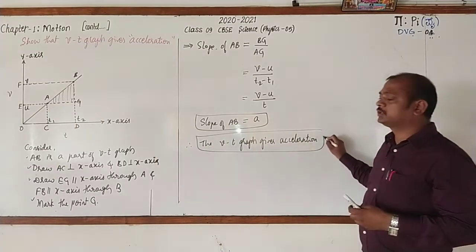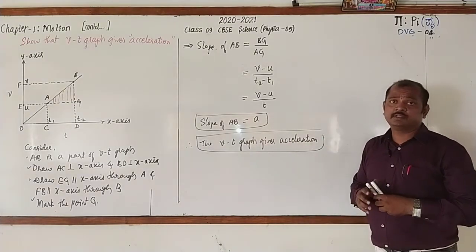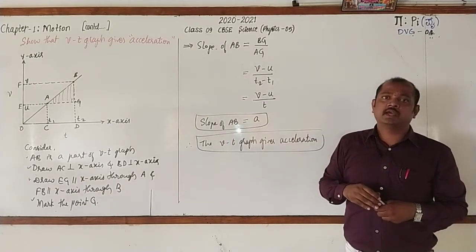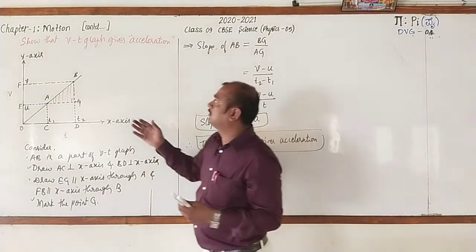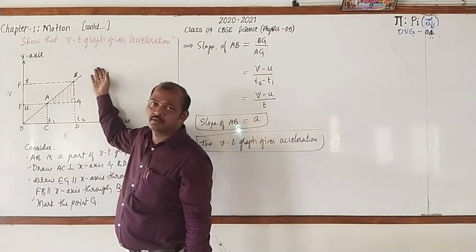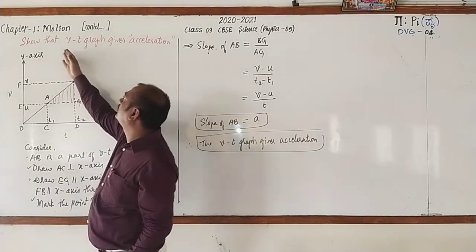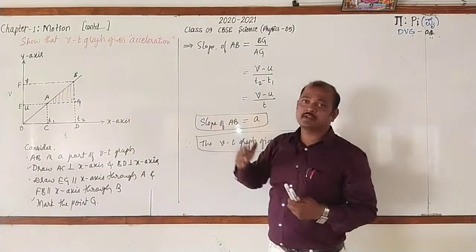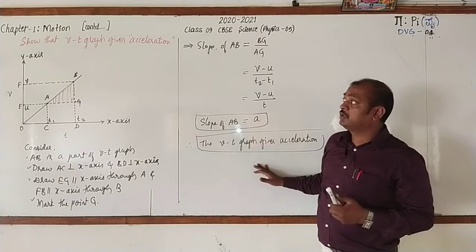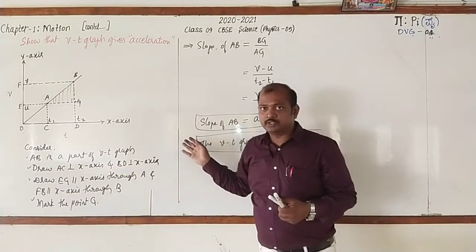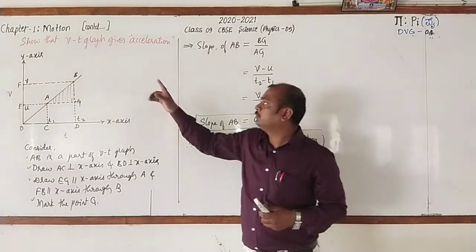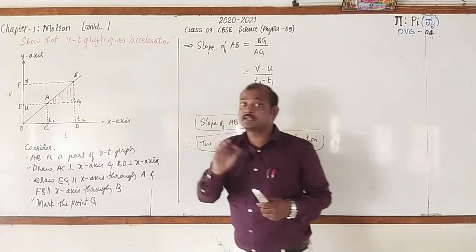It is also an important one. You must practice this. In the examination, the same question can also be asked in another way, as show that the slope of VT is acceleration. Got it? Or else show that VT graph gives acceleration. These are the two different ways the question can be asked. Now with respect to both, that is DT graph gives velocity, VT graph gives acceleration.